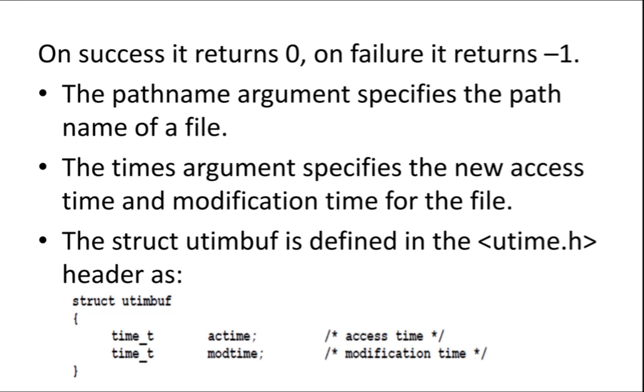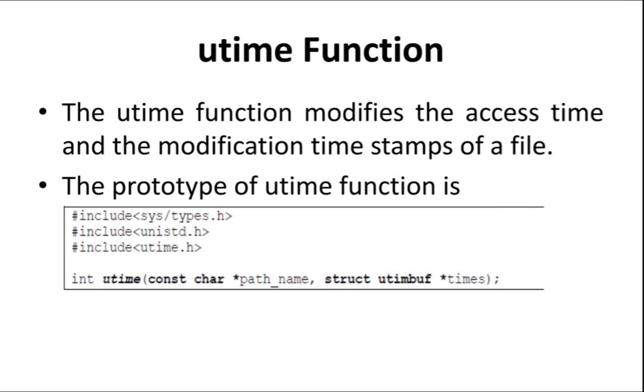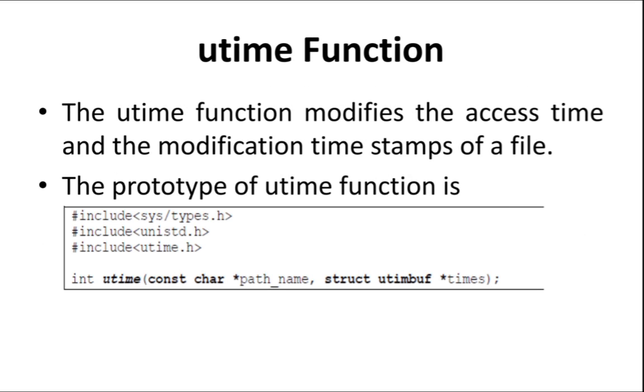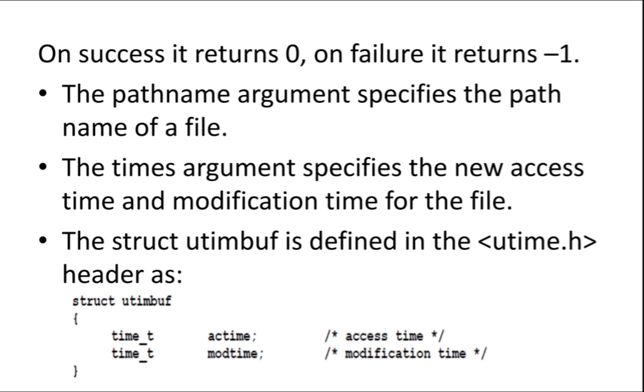The path name argument, as you know, specifies the path name of a file, because you are modifying the file's access time and modification time. First of all, for that you need a file, that's why you need a path name. The time argument specifies the new access time and modification time for the file. If you want to change the time, you can easily do that. You can give the new time in the second argument, utimbuf, right? The struct utimbuf is defined in the utime.h header.